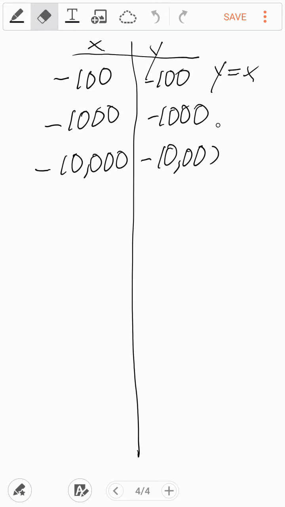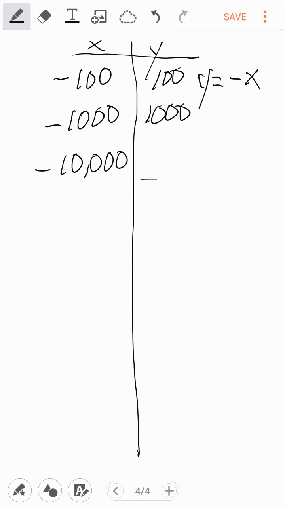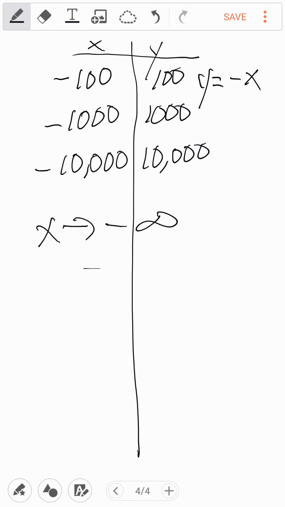Now let's take a look at what happens using the table of values as x gets smaller and smaller. And I'll go ahead and write my new equation. So we have y is equal to negative x, or the opposite of x. So when I plug in negative 100, I get 100 out. When I plug in negative 1,000, I get 1,000 out. When I plug in negative 10,000, I get 10,000 out. So I can see as x is getting smaller and smaller, y is getting bigger and bigger.